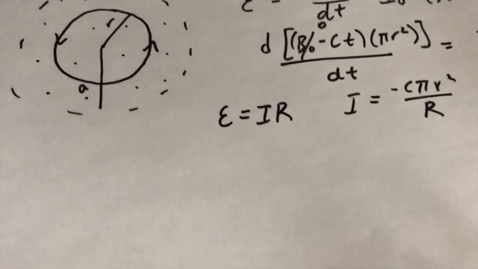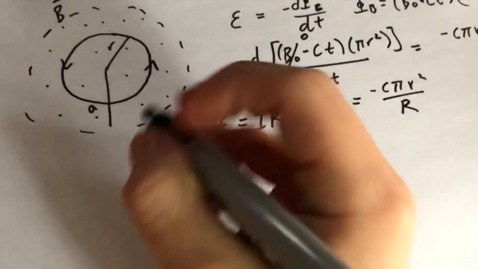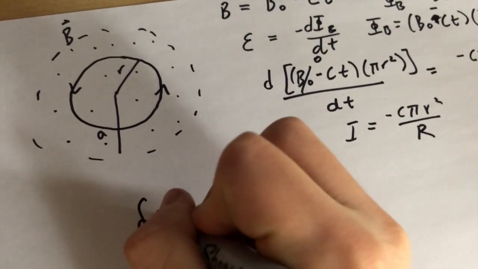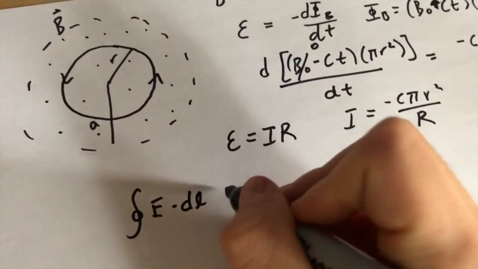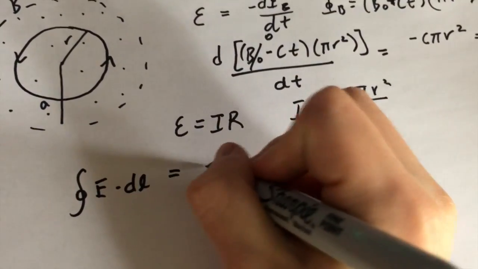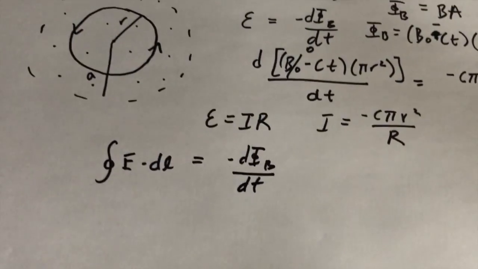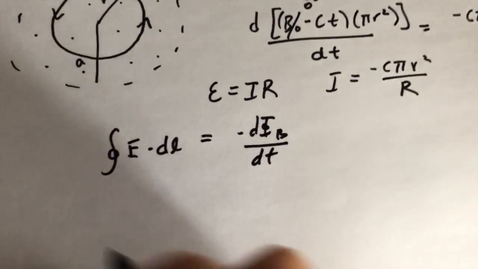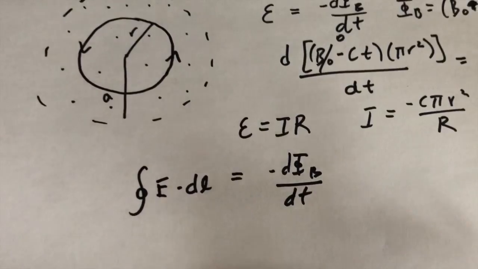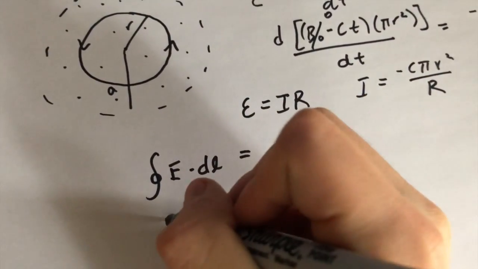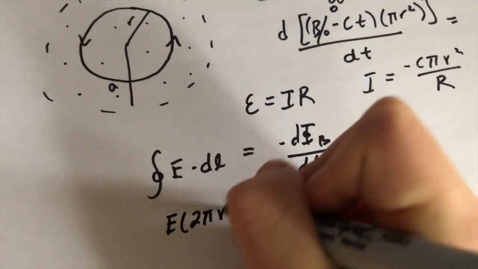And so then let's say it asks you to find the E field. Well, we know the line integral of E dot dl is going to be equal to our negative d phi dt. So to simplify this, it looks scary, but in reality, it's simply just E times 2 pi r.